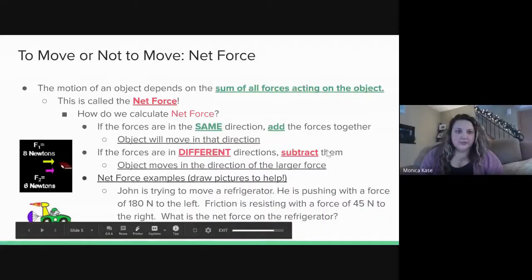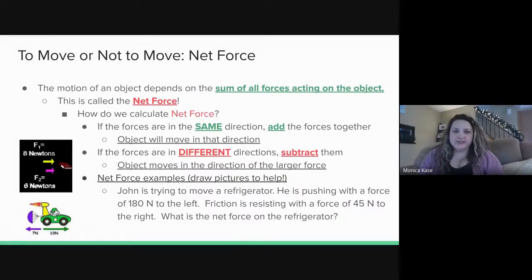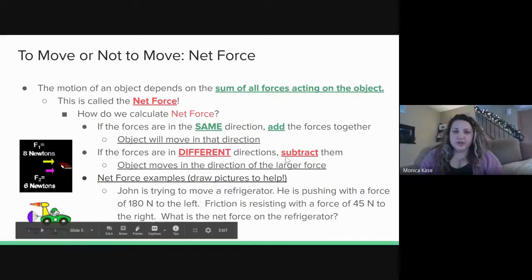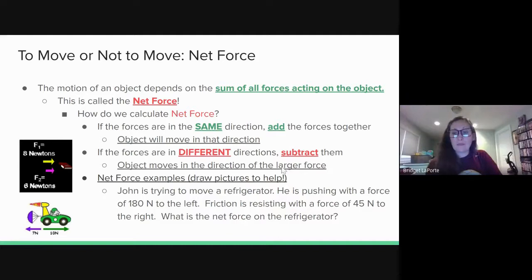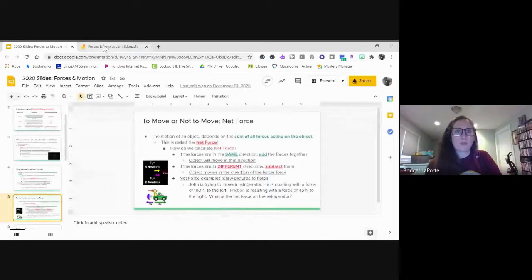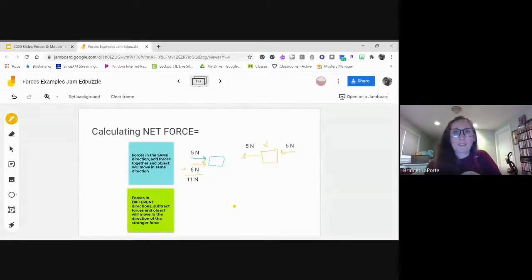All right, so then if we have our objects going in different directions, we're going to subtract them. So that means that the object moves in the direction of that larger force. So whichever direction that heavier or stronger force is, that is the way that the object is going to move. Highlight that in your notes before we jump back to the examples. All right, the object's going to move in the direction of the larger force. So whichever side or direction ends up with the larger amount left over, that's the way in which your object is going to move. We often talk about it like tug of war.